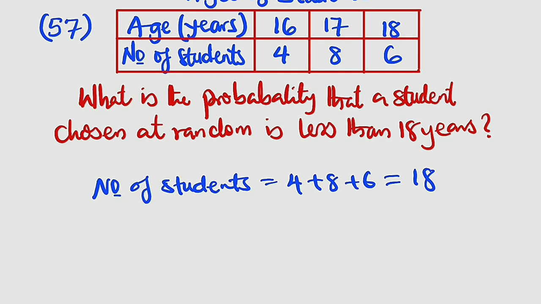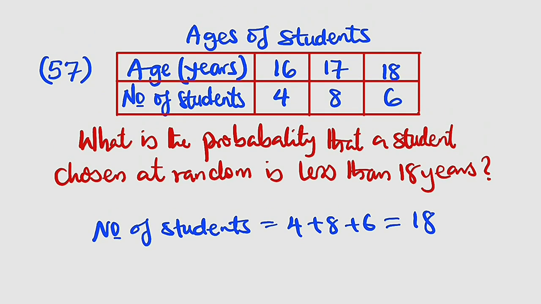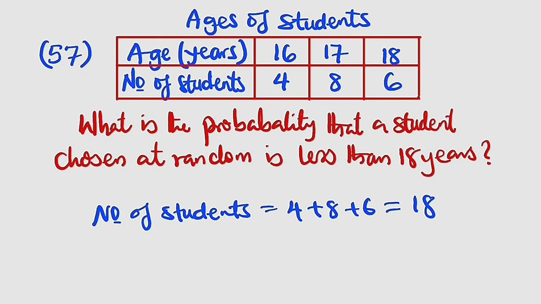So we have 18 students altogether, but we are talking about students that are less than 18 years. You see this row where we have students with 18 years. So we are talking about these two. So let me say students less than 18 years.